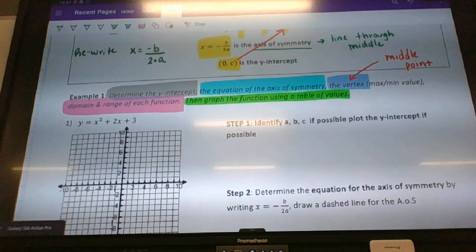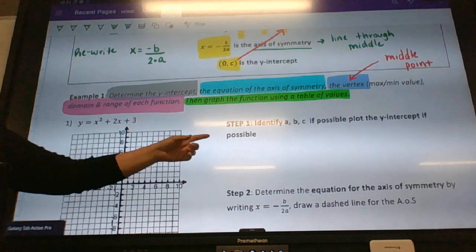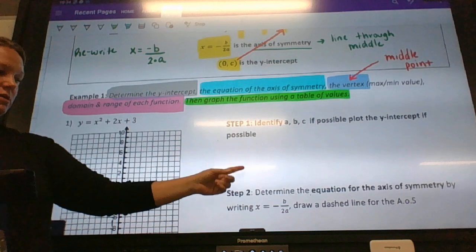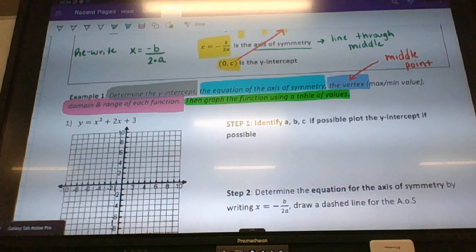So what you want to do when you try to do this on your own is pull this out, and you're going to go through these steps here. Step 1, step 2, step 3, step 4. All these steps will get this answered completely for you.